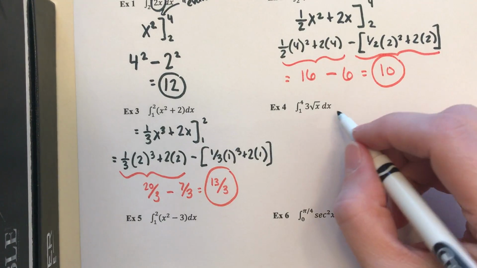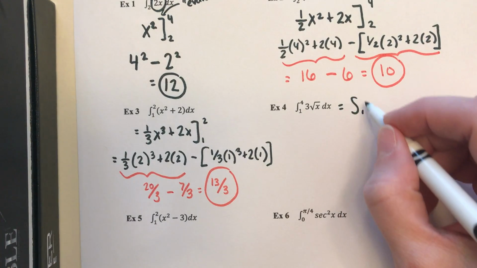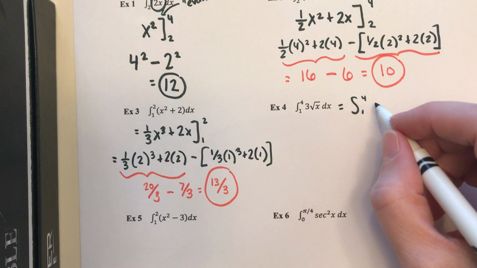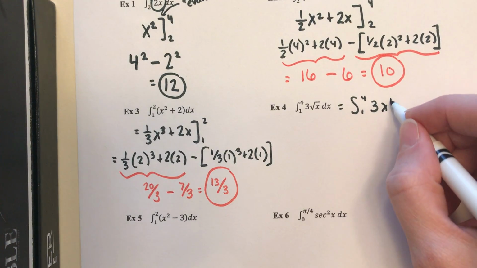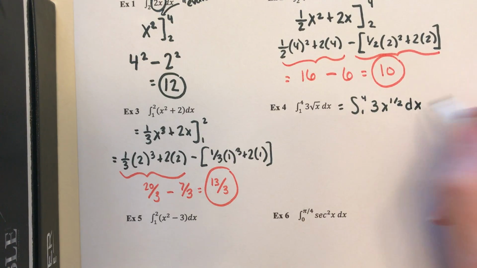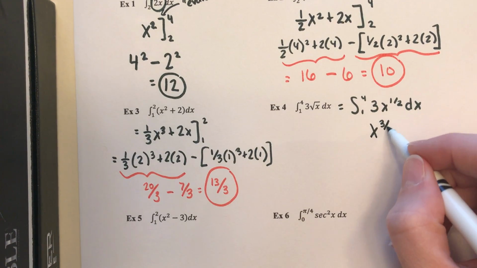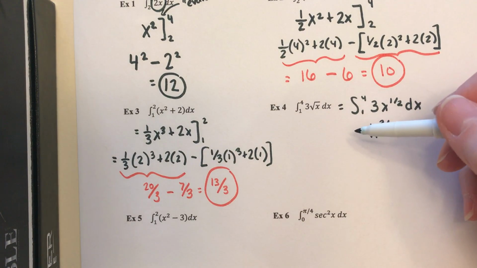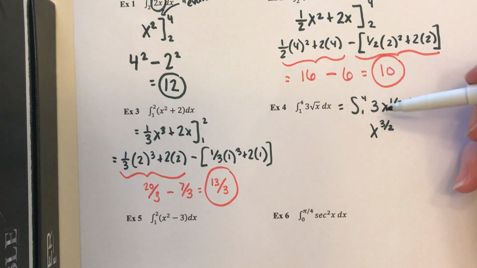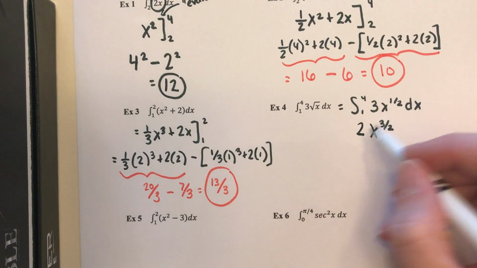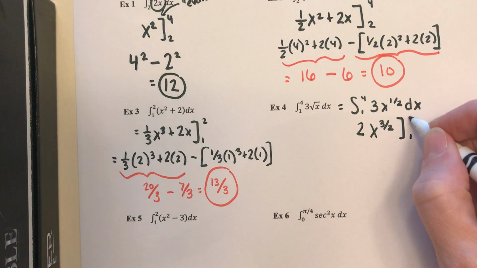Okay, next number 4. I'm going to rewrite. Anytime we have a radical in the problem, remember we want to rewrite that first. So that's 3x to the 1/2 dx. Okay, so next I'm going to take my integral. So I'm going to add and divide. If I add 1 to 1/2, that gives me 3/2. And I'm going to multiply the 3 in the front by the reciprocal, which is 2/3. So 3 times 2/3 is 2. And I'm going to evaluate this from 1 to 4.